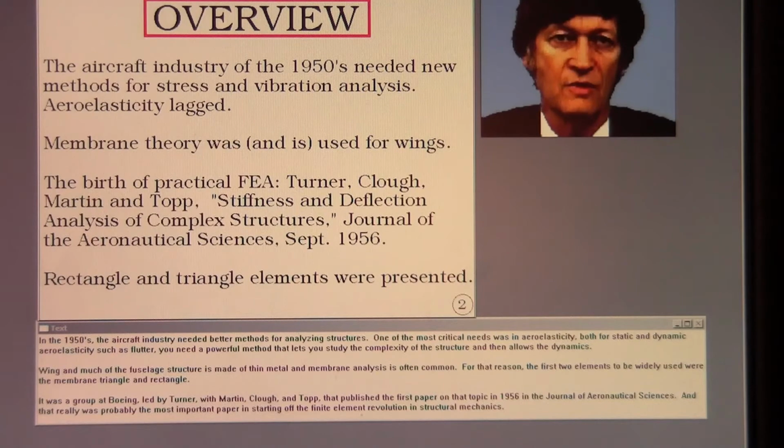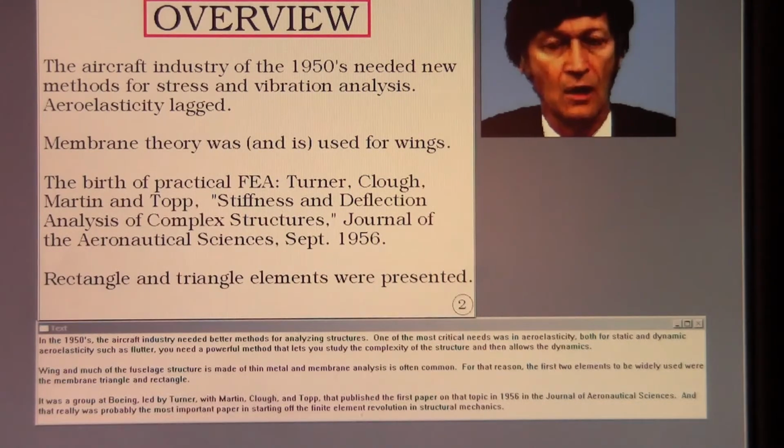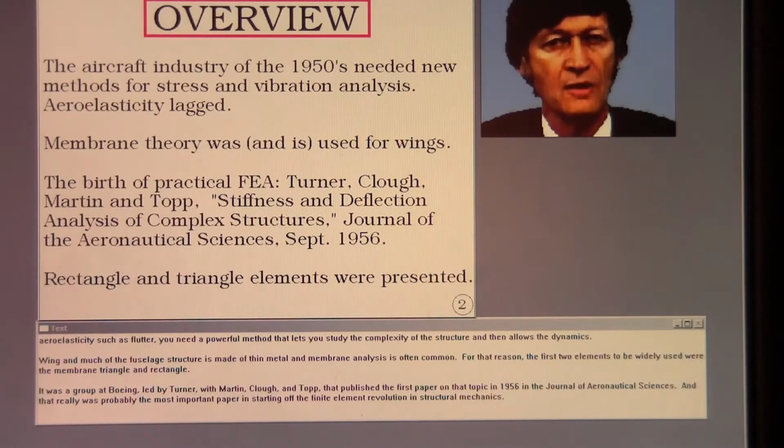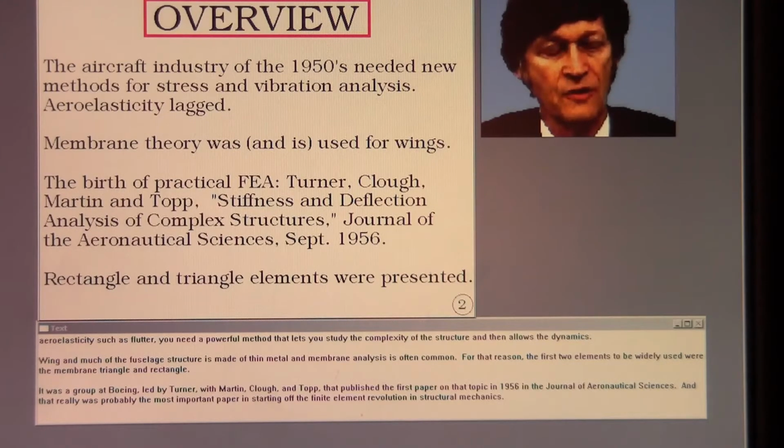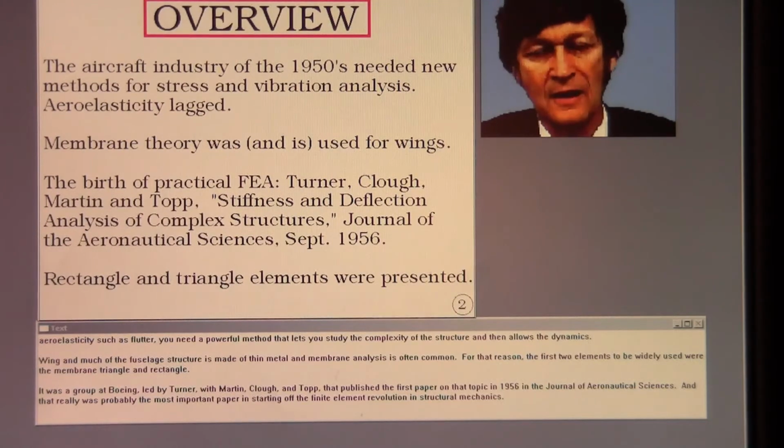Wing and much of the fuselage structure is made of thin metal, and membrane analysis is often common. For that reason, the first two elements to be widely used were the membrane triangle and rectangle. It was a group at Boeing led by Turner with Martin, Clough, and Topp that published the first paper on that topic in 1956 in the Journal of Aeronautical Sciences. And that really was probably the most important paper in starting off the finite element revolution in structural mechanics.